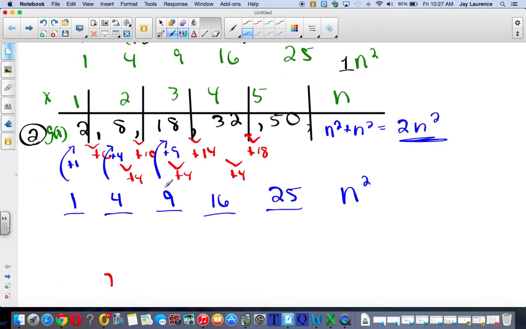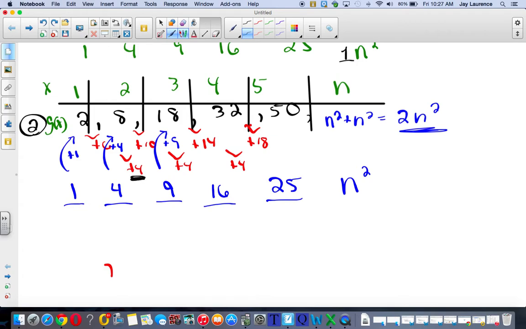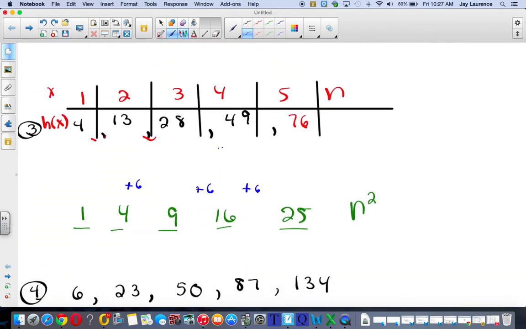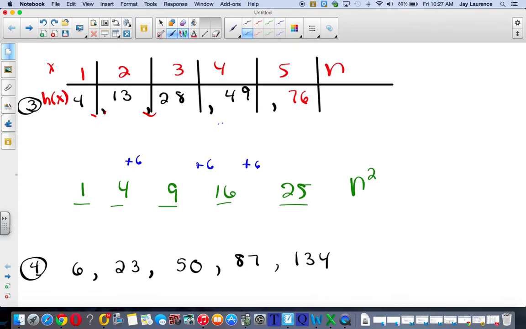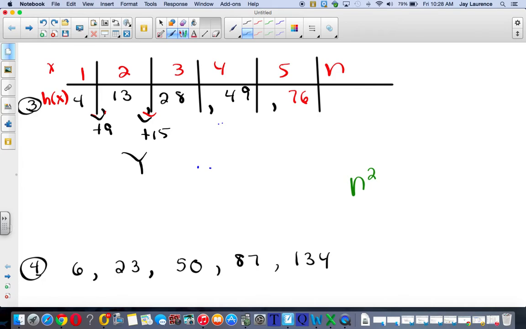Huh. On the second one, the second differences are all plus 4. And look at the coefficient on n squared. It's 2. I wonder if the coefficient on n squared is half of the second difference. I'll say that again. I wonder if the coefficient on n squared should be half of the second difference. So remember, my first difference was what? Plus 9, plus 15. That makes the second difference plus 6, right?